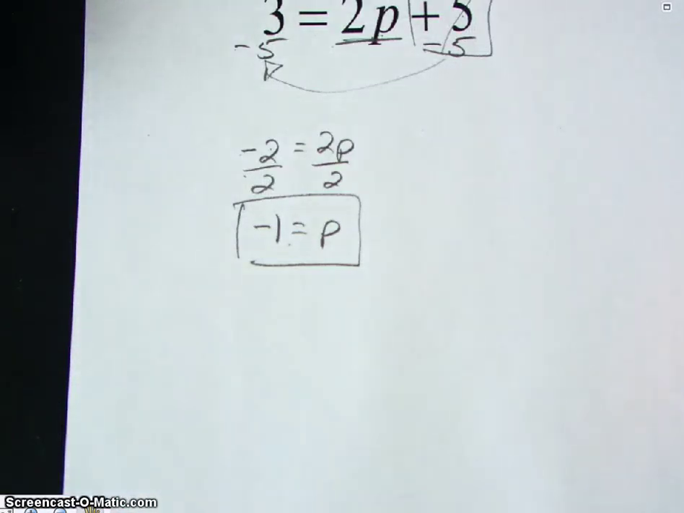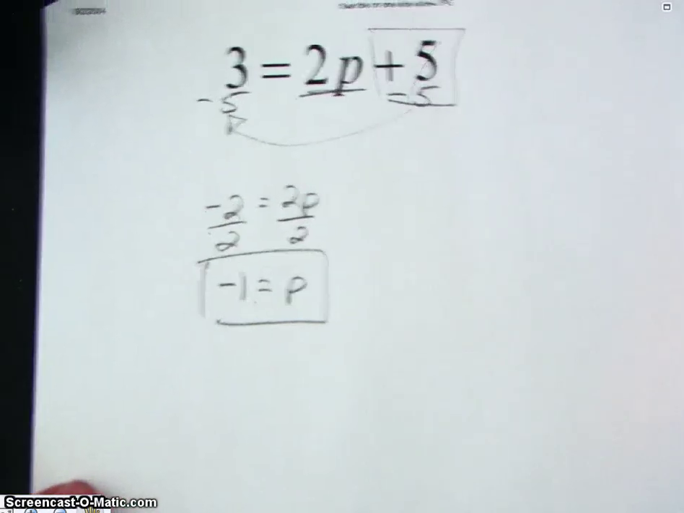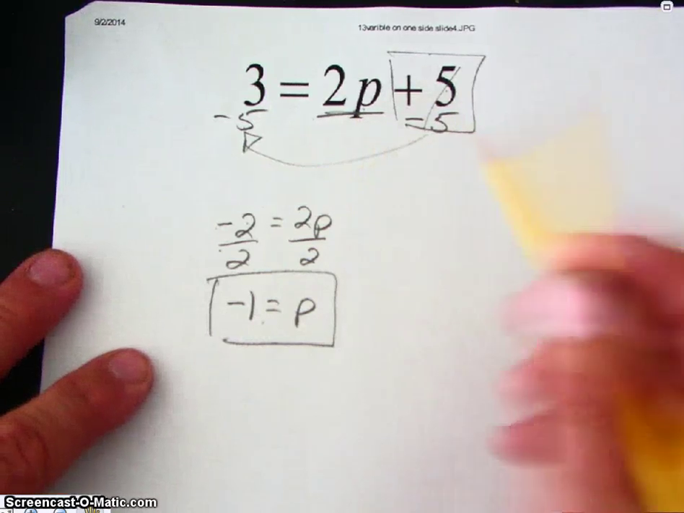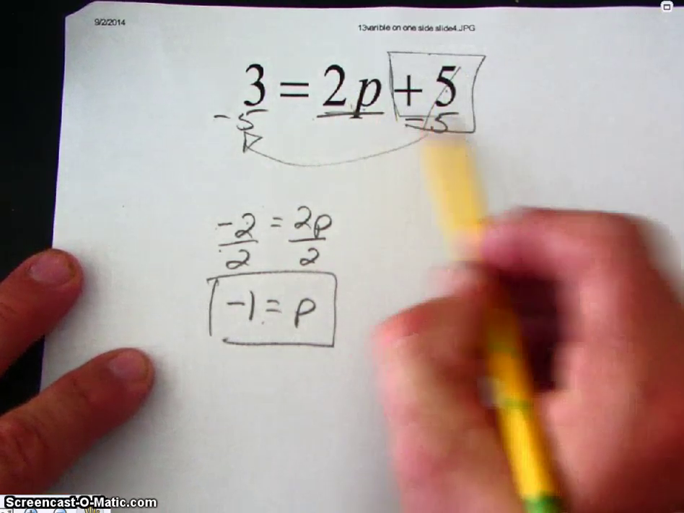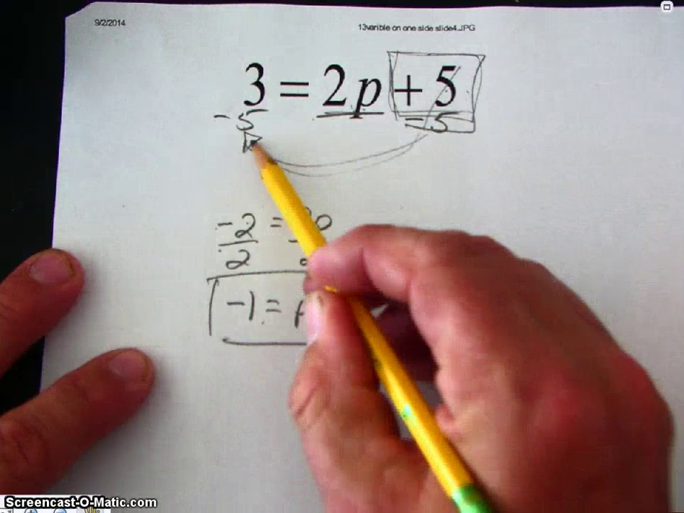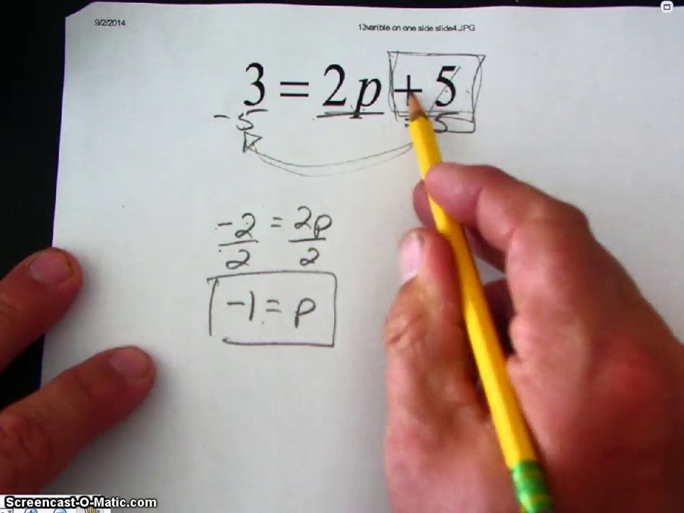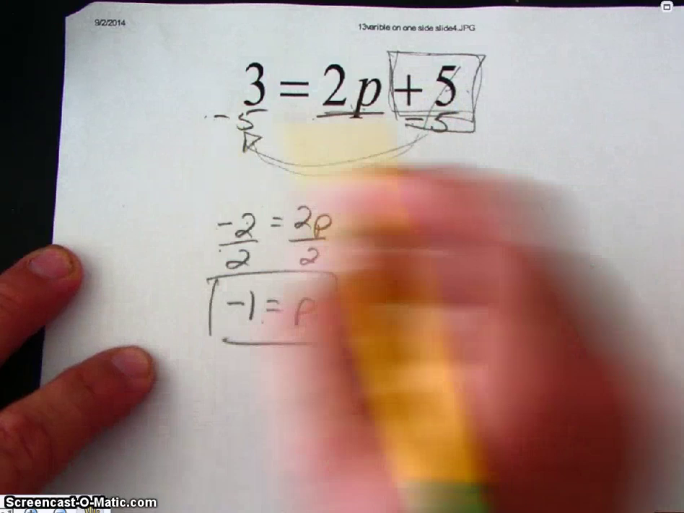Another example. I have a variable that's already on one side, so that means I have to keep the 2p. So that means this positive 5 has to go over to the other side. In order to do that, you do the opposite. So it's positive 5, so I subtract 5 from both sides.